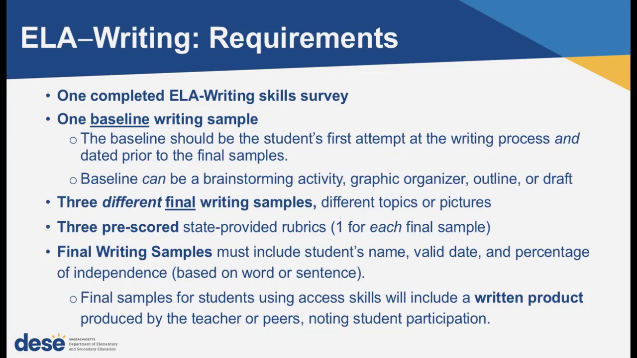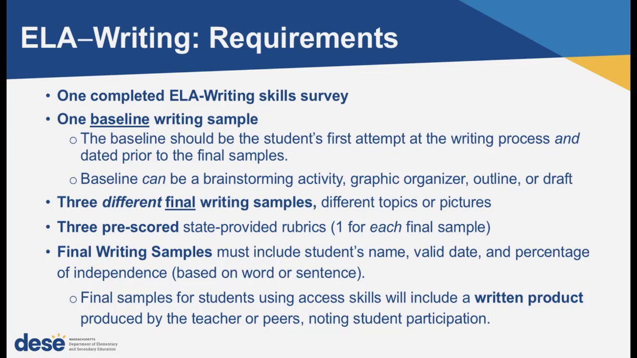And then those final writing samples, just like all the other evidence, are going to include the student's name, a valid date, and the percentage of independence. And that's going to be based on a word or sentence. You notice I didn't say you need accuracy and independence. I just said you need the percentage of independence.